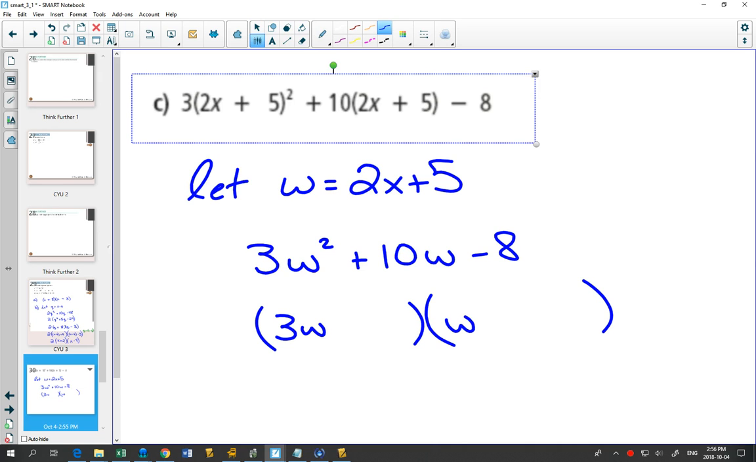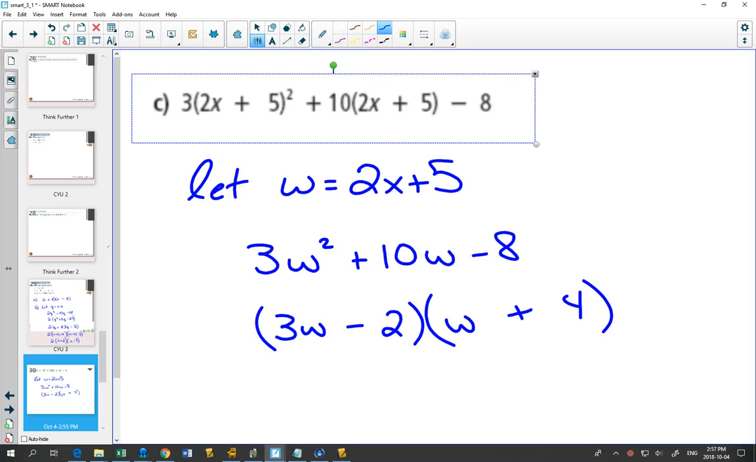If we try 2 and 4, can you see my outside is 12? 3 times 4, 12. Inside is 2. Does 12 and 2 ever make 10? Yes. We would need to get a plus 10. I would need a plus 12, and I'd have to subtract 2. Quick check. If you multiply that all out, does it give me 3W squared plus 10W minus 8? If it does, we know that we're right.